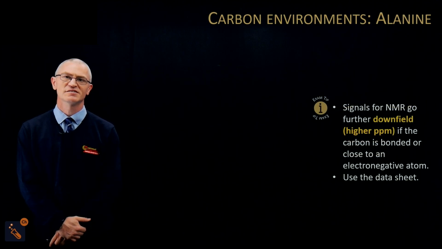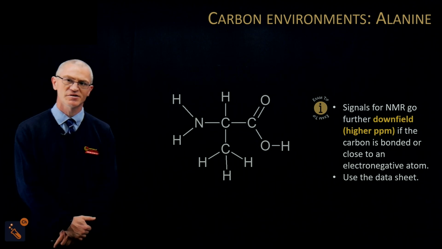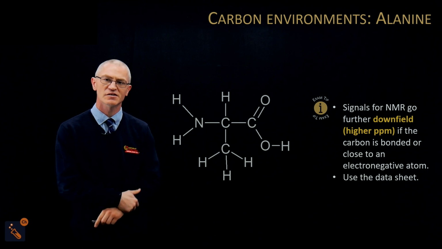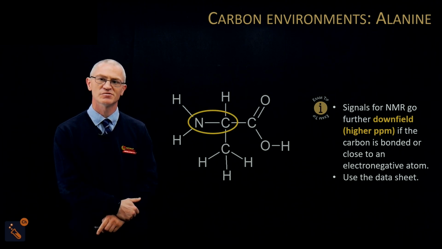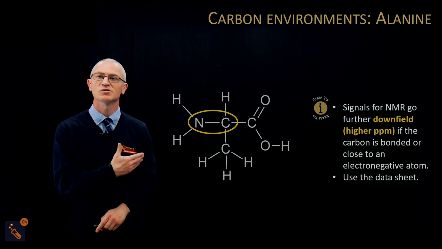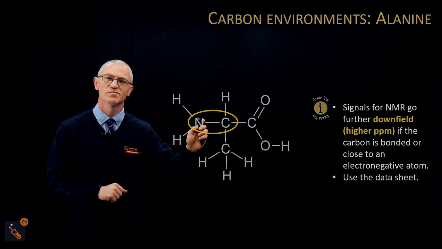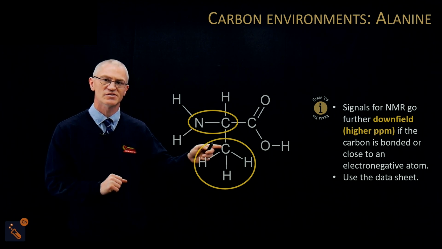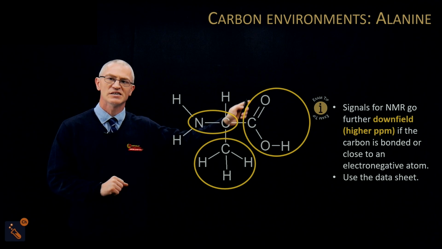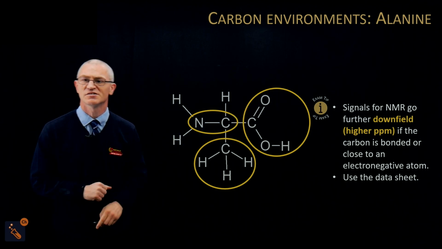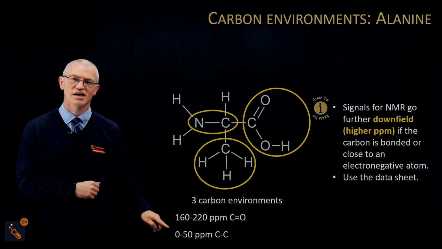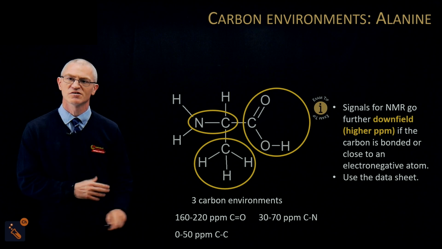Our next example is alanine. So this amino acid has 3 different types of carbon, so 1, 2, and 3. And you can see that the first carbon is bonded to a nitrogen. If you look at your data sheet at the time, you'll see that's one of your options, carbon bonded to nitrogen. And then our methyl here is bonded to a carbon. So we have a C-N, we have a C-C, and then we have a C=O. And you can look at your data sheet and hopefully you'll come up with these ranges that I've got here. 3 carbon environments and then 3 different ranges for your different types of carbon.